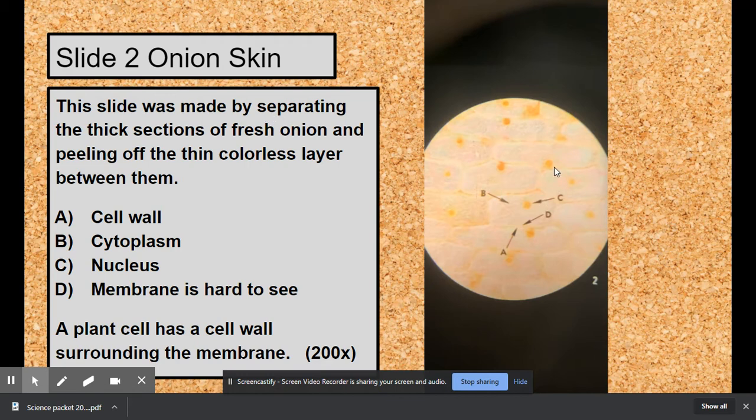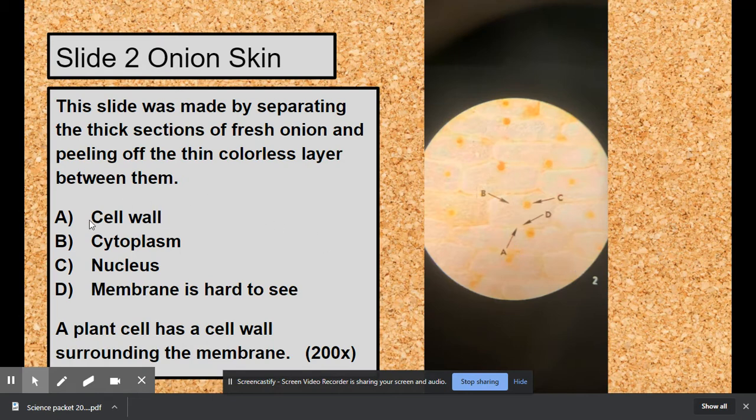This slide was made by separating the thick sections of fresh onion and peeling off the thin, colorless layer between them. So if you've ever cut an onion or helped your parents cut onions and they have the thin layers, this is one of those little thin layers. Okay, so take a closer look here.